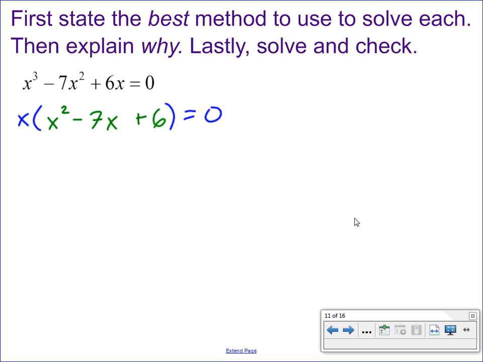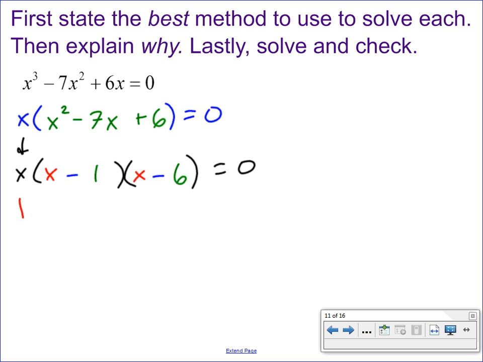We'll keep that X. We'll break up the green trinomial and sell a product of two binomials. My firsts are x and x. And my last are the factors of 6 that sum to a negative 7. So it looks like same sign, both negative, and 6 and 1 will get us there.